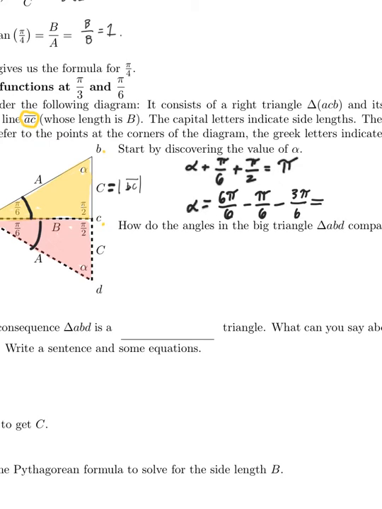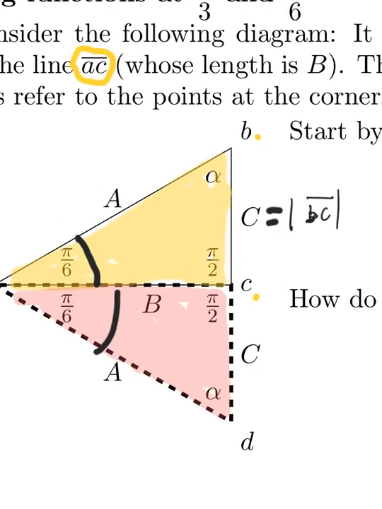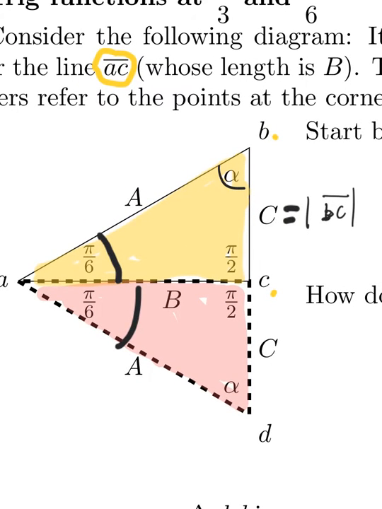Alright, so 6 pi over 6 minus pi over 6 is 5 pi over 6, minus 3 pi over 6 leaves me with 2 pi over 6, which is equal to pi over 3. So that means this angle alpha is pi over 3. Now the red triangle is built by reflecting the tan triangle, so this angle must be the same size as that angle. So that bottom angle is also pi over 3.